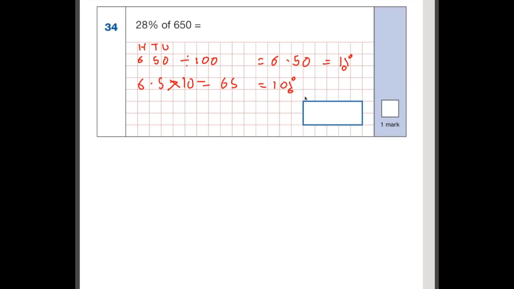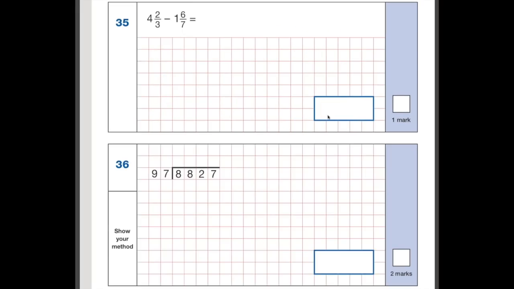So now we can use a combination of these to find 28%. And what I would do is I'd find 30%. So I'd do 10% times 3, so that's 65 times by 3, which equals 195. And then what we can do, finally, to finish it off, is to minus 2% away from this. So 2% is obviously 2 of these, and 6.5 times by 2 equals 13. So we can do 195, that's 30%, minus 2%, or 13, which equals 182.